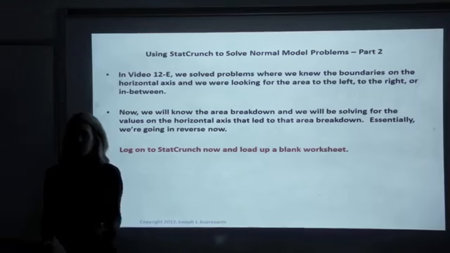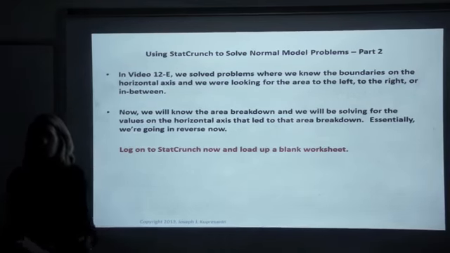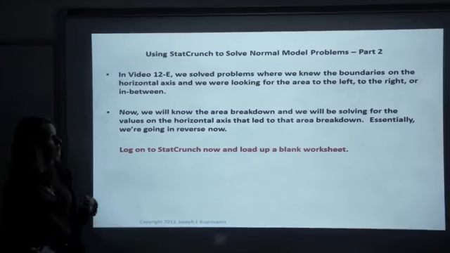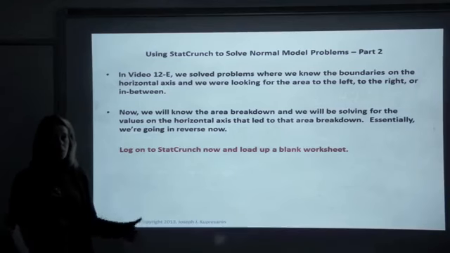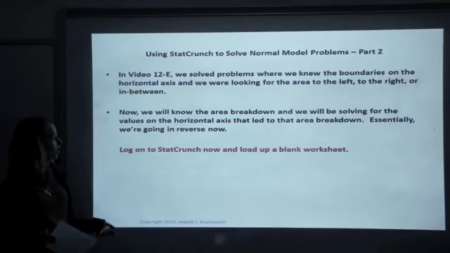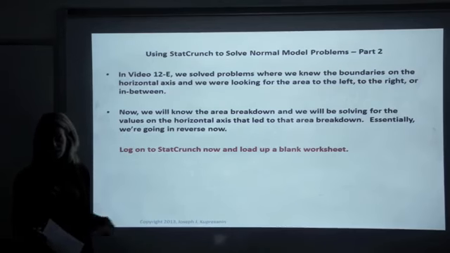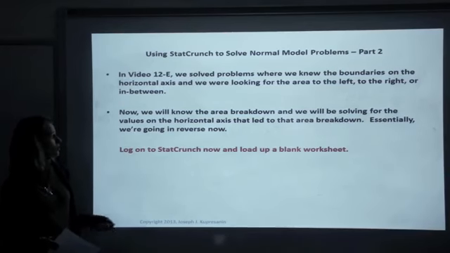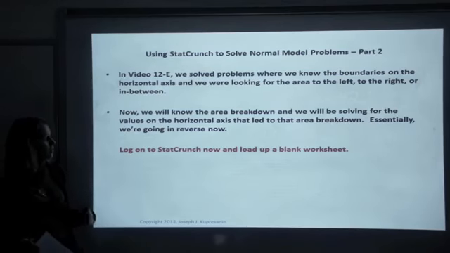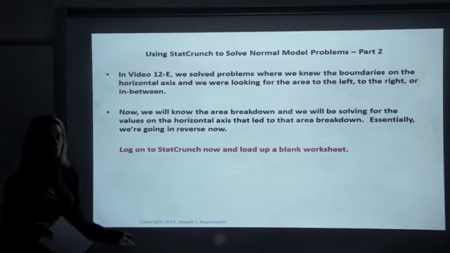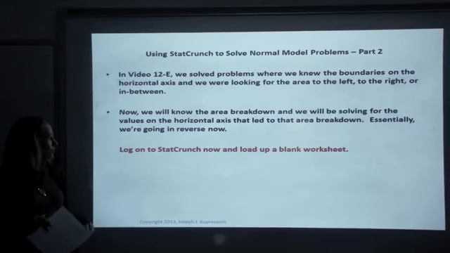In the previous video, we solved problems where we knew the boundaries on the horizontal axis, and we were looking for areas, either to the left, to the right, or in between. The questions were all, what's the probability, what's the proportion, what's the fraction? Now, we will know the area breakdown, and we'll be solving for the values that are down on the horizontal axis that led to that area breakdown. So essentially, we're doing the same problems that you looked at in video E, only sort of in reverse.